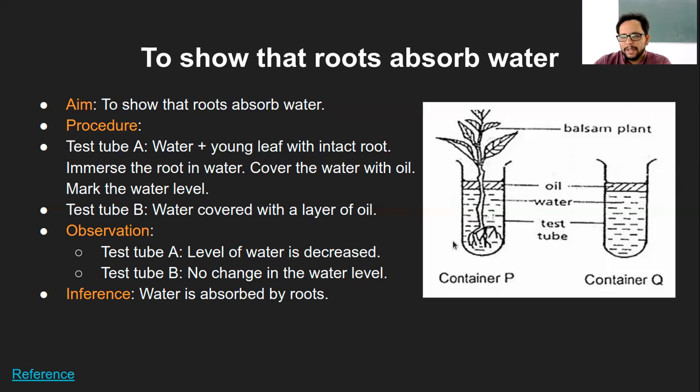Now, let's say the water level will reduce because of water absorption through the roots. And let's say here also there is some water loss. Let's say there is 5 ml of water loss in container A, the first test tube, and in the second one there is only 1 ml of water loss. Now this 1 ml of water loss is because of something else. It can be environmental factors, the temperature conditions, or any other reason.